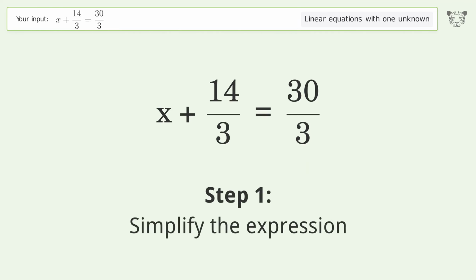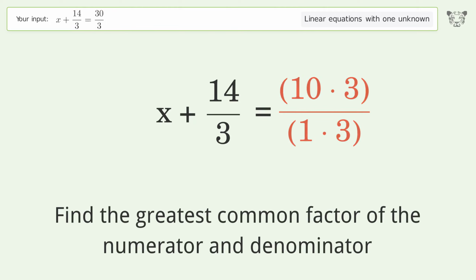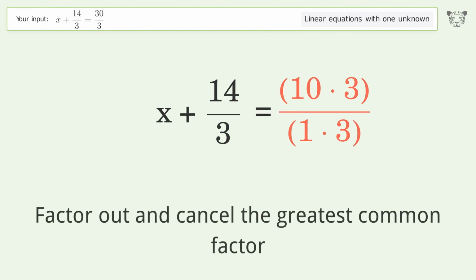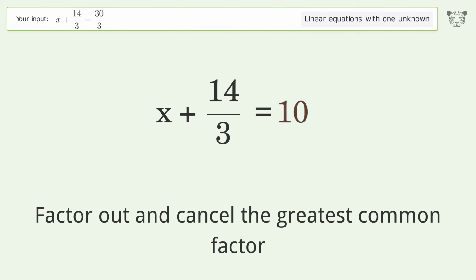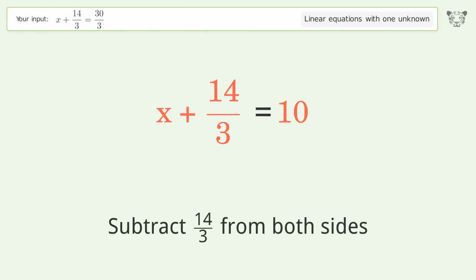Simplify the expression. Find the greatest common factor of the numerator and denominator. Factor out and cancel the greatest common factor. Group all constants on the right side of the equation. Subtract 14 over 3 from both sides.